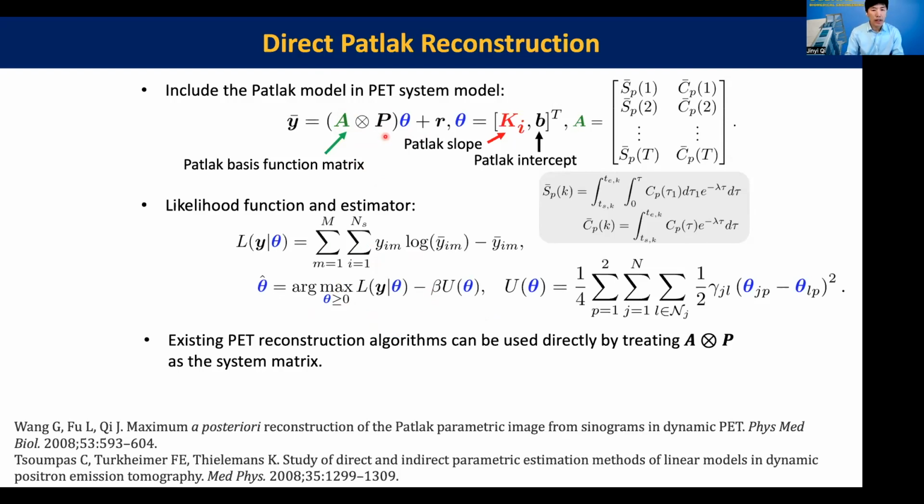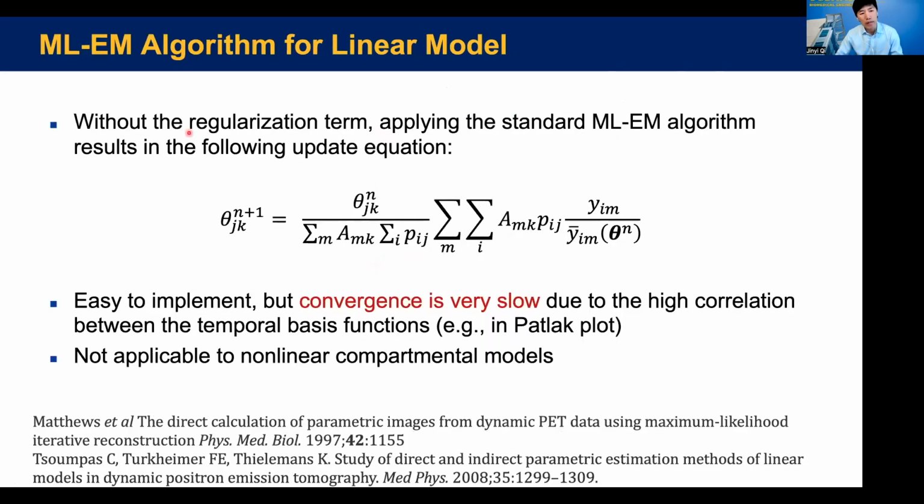In particular, if we don't have any regularization term, we can apply the standard MLEM algorithm and reach the following update equation. It looks just like the standard MLEM algorithm, with the multiplication between A and P together. The computation is fairly simple and very easy to implement. But people have found the convergence of this algorithm is extremely slow.